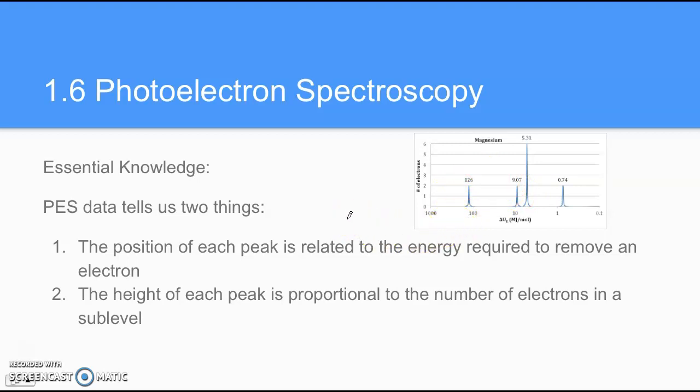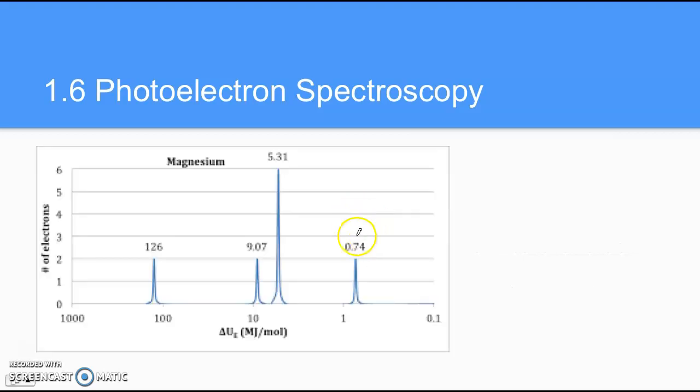But the essential knowledge is, you should be able to tell 2 things from the data. You don't have to know how the spectroscopy works. You just have to be able to analyze the data. So the first thing we can see is, 1, the position of each peak is related to the energy required to remove an electron. And 2, the height of each peak is proportional to the number of electrons in a sublevel. So we'll talk about this on this slide right here.